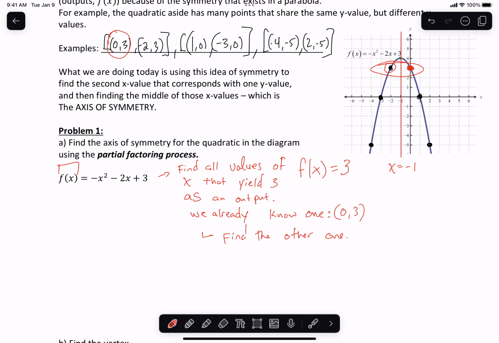Okay, so that's what we're going to do. We're going to replace f of x with 3. The value of the function is 3. And I'm looking for the x values that make that true. How did I know it's 3? I basically want that to disappear so that I can partial factor it.